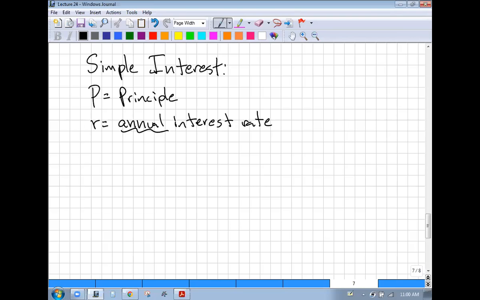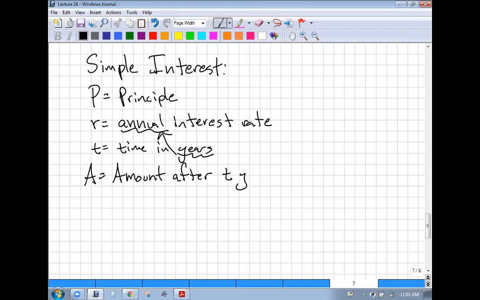Okay, so if it's 10% annual interest rate, that means at the end of 1 year, there's 10% added to the principal. Okay, T is the time in years, because the rate is annual. That's how you know the time has to be in years, because the interest rate is an annual interest rate. It's all based on years, okay? Otherwise the formulas don't work. And then the A is the amount after T years.